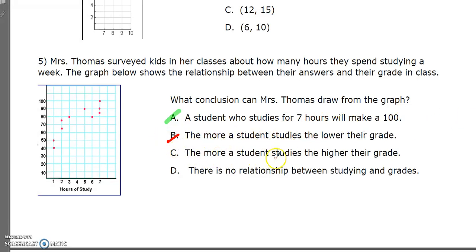C says the more a student studies, the higher their grade. So that'd be a positive correlation. As this is increasing, this also increases. So that means we should be going up in this direction, which that looks like it probably is it. And then it says there is no relationship between studying and grades, which we can see there definitely is a relationship. It is a positive one. So C would be the correct answer.